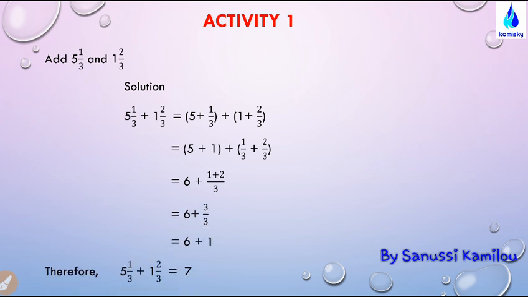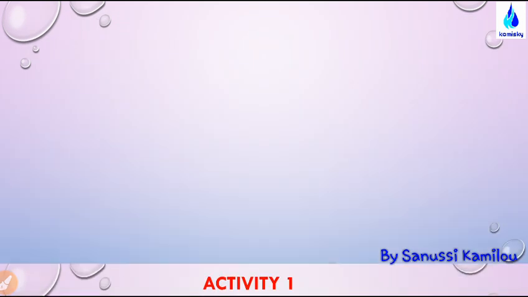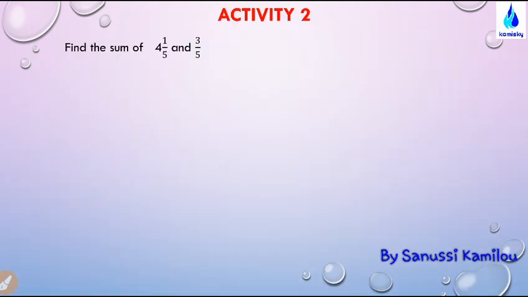Nice one. So let's look at activity number 2. Activity number 2: find the sum of 4 whole number 1 over 5 and 3 over 5.